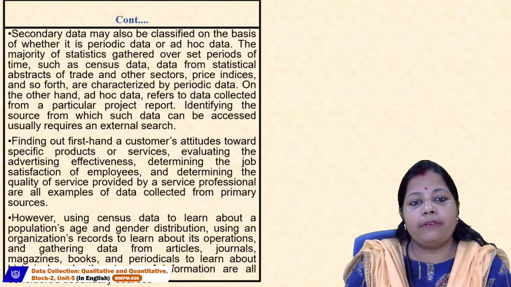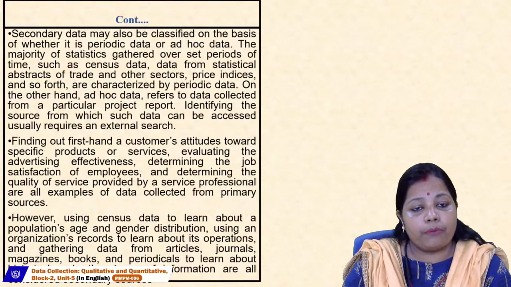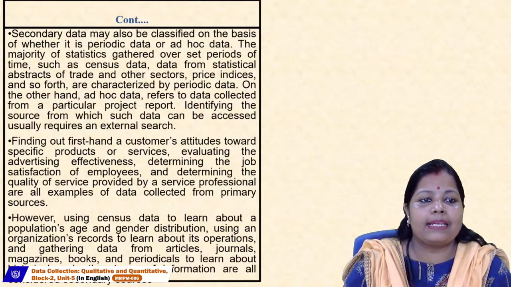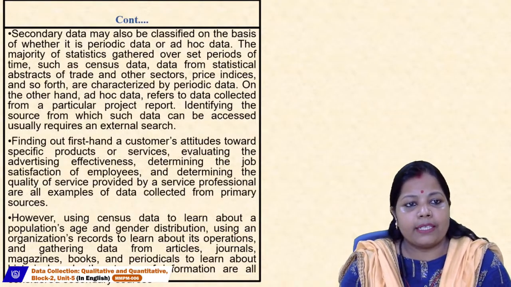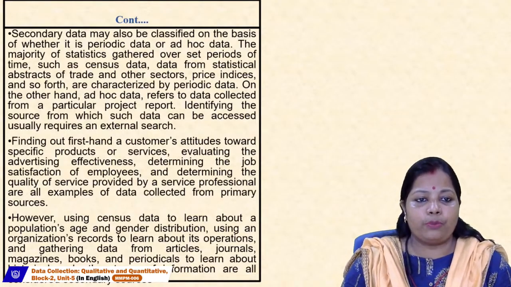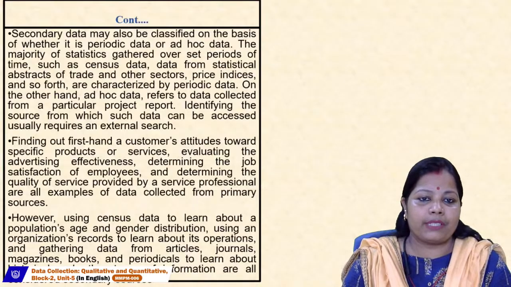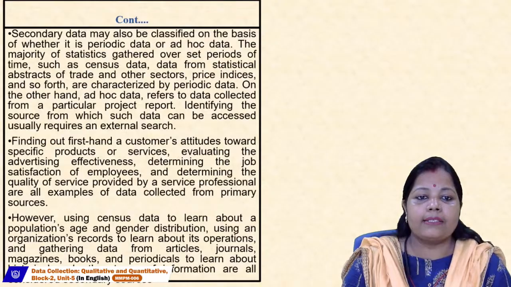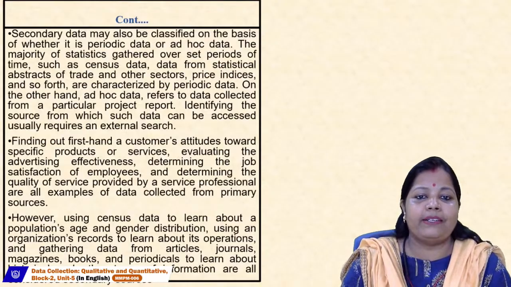So such data collection or preparation has a period of time. It is not that whenever we want, we can immediately go for a census. No, there is a period. Similarly, the statistical abstract: there is a period, and at that period only they are going to publish. So we have to wait for that. These kinds of data are also secondary data and are known as periodic data.